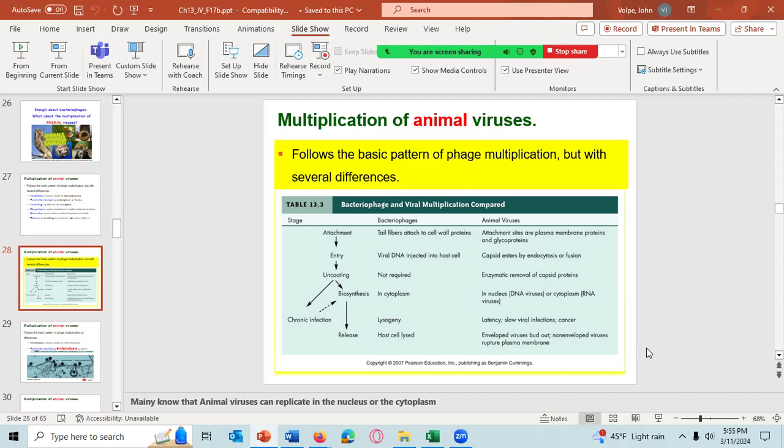All right. So the multiplication of animal viruses follows the same general pattern as the multiplication for bacteriophages. But there are some differences. The most important difference, the most major difference, is bacteriophages can only replicate in the cytoplasm because that's all bacteria have. However, animal viruses can replicate in the cytoplasm or they can replicate in the nucleus. So that's a major difference.